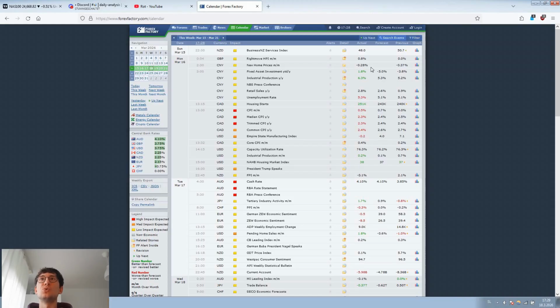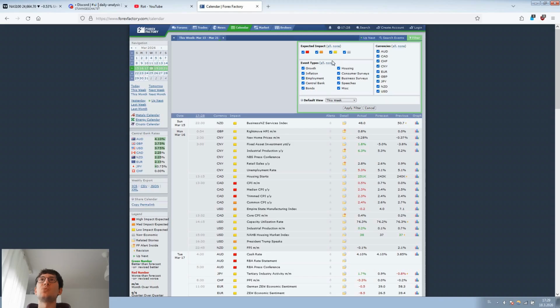So what do we need to do? We need to remove all of those events so that we only have a clean list of United States events, okay? And therefore we go to filter, which is located over here on the top. We go to filter and then we untick everything, all of those colors except the red ones, okay? Because the red ones are events which have the highest impact and therefore the highest volatility, okay?